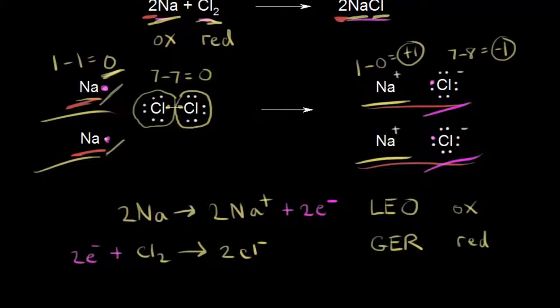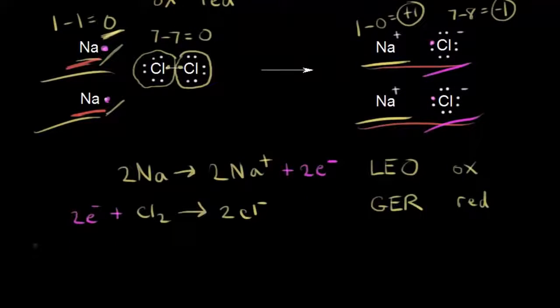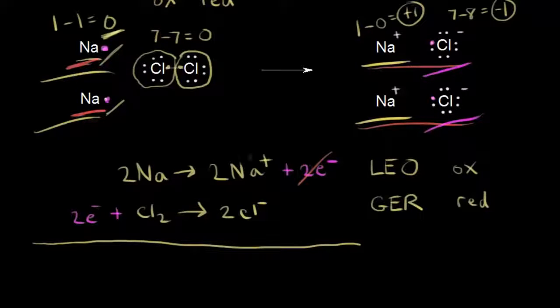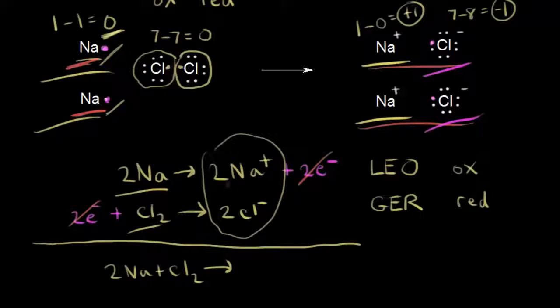And so if we add those 2 half reactions together, we should get back the original redox reaction, because those 2 electrons are going to cancel out. It's actually the same electrons, right? These 2 electrons in magenta that are lost by sodium are the same electrons that are gained by chlorine. And so when we add the reactants that are left, we get 2 sodiums plus chlorine gas, Cl2. And for our products, we get 2 NaCl, which is, of course, our original balanced redox reaction.